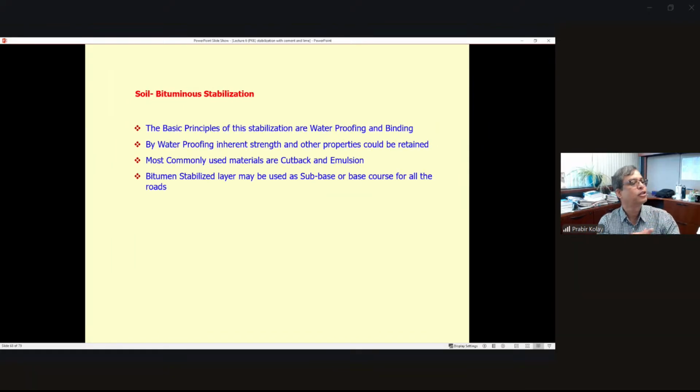Soil bituminous reactions: obviously the bitumen is generally used for the pavement. The basic principle of this is waterproofing or binding. By waterproofing, the inherent strength and other properties can be retained. The most commonly used material is cutback or emulsion, and a layer can be used for the subbase or base coats for all the roads, okay, for embankment.